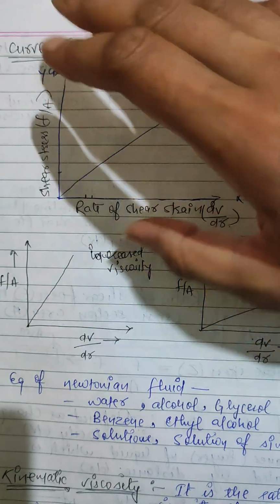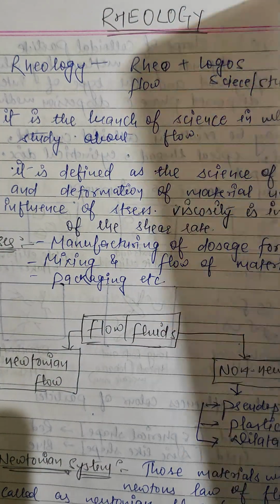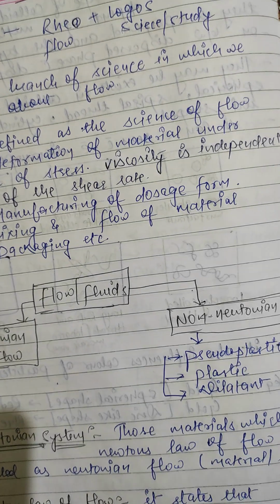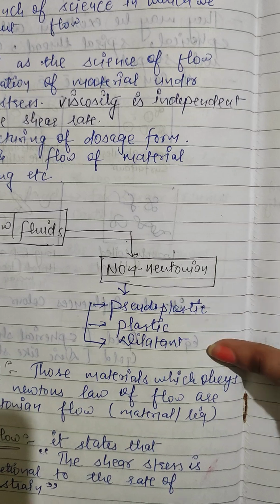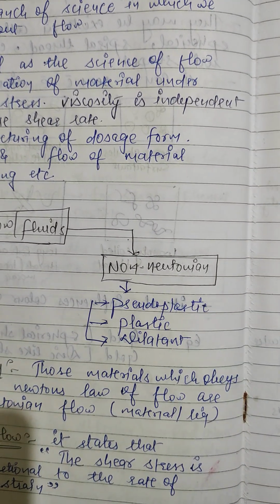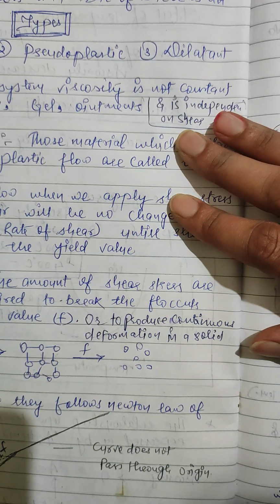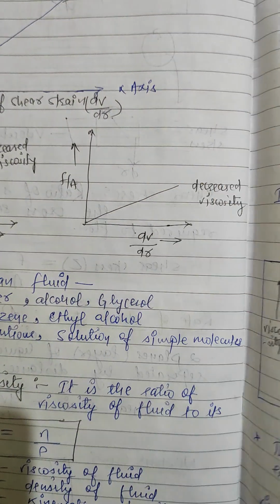There are three types of non-Newtonian fluid. We talked about it before. Non-Newtonian flow is of three types: pseudoplastic, plastic and dilatant. We will talk about each one of them separately when we cover non-Newtonian fluids. So this was all about the Newtonian fluid which we just talked about. Now we'll get on to the non-Newtonian fluid system.